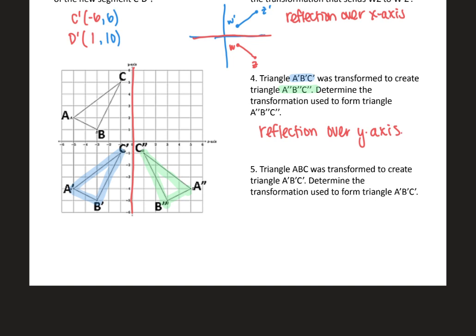Okay, now it says triangle ABC, which is this triangle. Triangle ABC was transformed to create triangle A prime, B prime, C prime. Determine that transformation. So in that case, it looks like it just moved down. So 1, 2, 3, 4, 5, 6. So that transformation looks like it's a translation down 6 units.